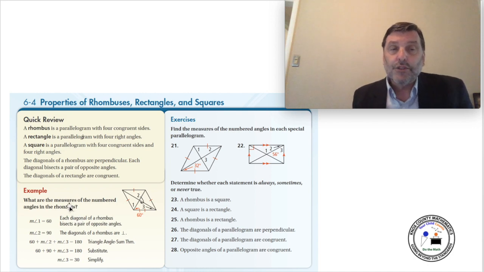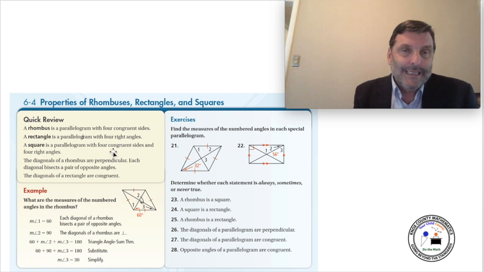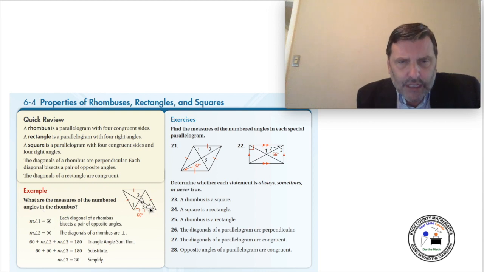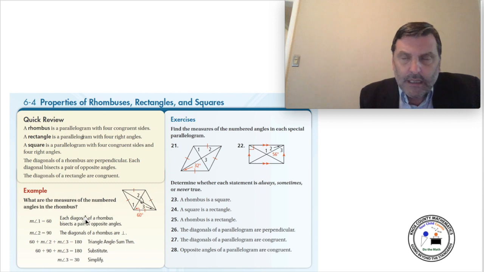So what are the measures of the numbered angles in the rhombus? Well, if it's got 4 congruent sides, and we know the previous properties, let's see, what's given right here? I'm given that angle right there is 60. If angle 1 is 60, each diagonal of a rhombus bisects a pair of opposite angles. Oh, if it bisects, it cuts that angle in half.